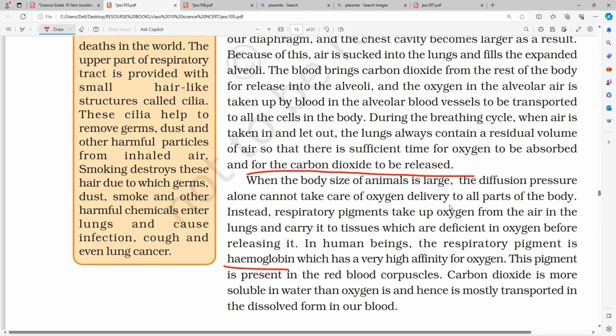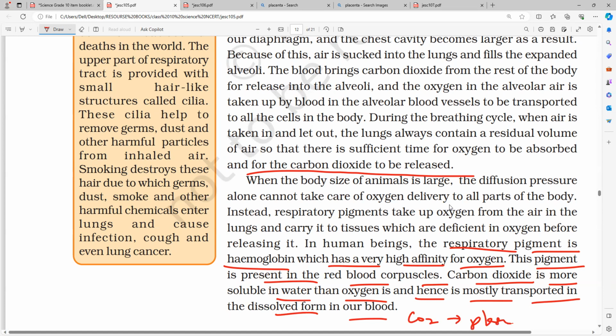Hemoglobin. Do you all remember, everybody? It has a very high affinity for oxygen. So the respiratory pigment, hemoglobin, has a high affinity for oxygen. This pigment is present in the red blood corpuscles. Carbon dioxide is even more soluble in water than oxygen, and hence it is mostly transported in dissolved form in our blood. So CO2 is transported by whom, guys? Plasma. Carbon dioxide is transported by plasma, oxygen is transported by RBC.